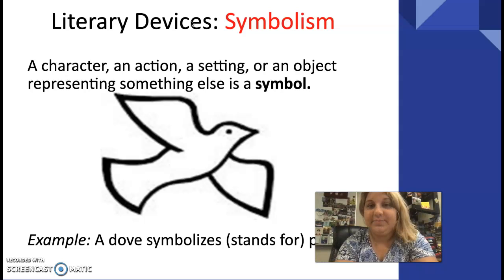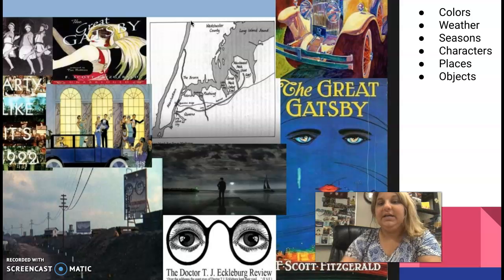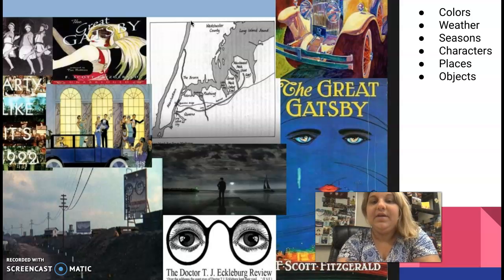So, we have other symbols in our everyday life that we know, like the American flag for Americans symbolizes freedom and our nation. Sometimes a heart will symbolize love, or a red rose could symbolize love. So you guys have already probably learned simple symbolism. So now we're going to start applying that device in our text.